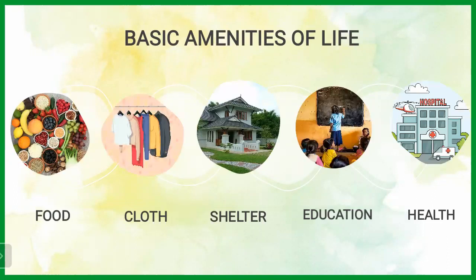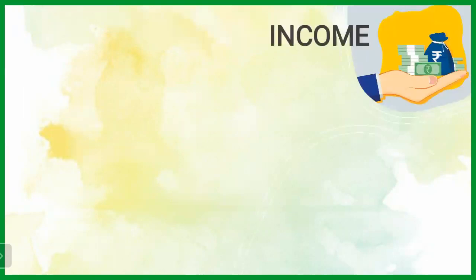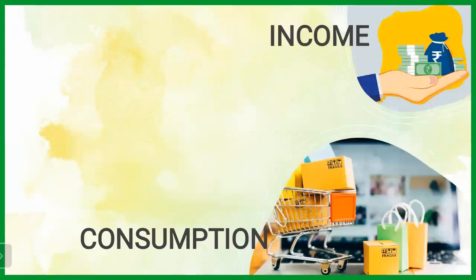Now, to secure or to afford these amenities of life, you need a minimum level of income. This minimum level of income, which is required to afford these basic amenities of life, is called poverty line. It is predetermined by the government, and the person who lies below it is called poor. Now, the most common method to measure poverty is income and consumption. So here we have these two terms again, income and consumption.